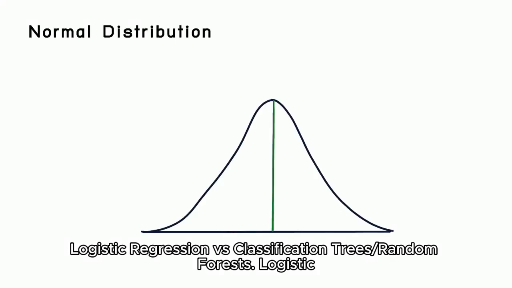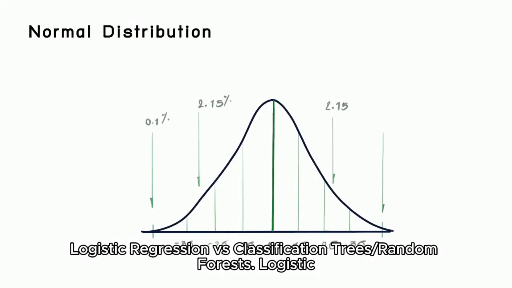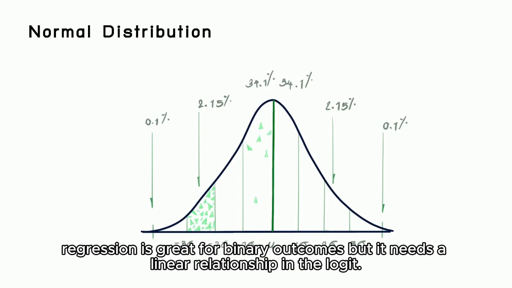6. Logistic regression versus classification trees or random forests. Logistic regression is great for binary outcomes, but it needs a linear relationship in the logit. If that's not true or your predictors are high-dimensional, go for classification trees or random forests.